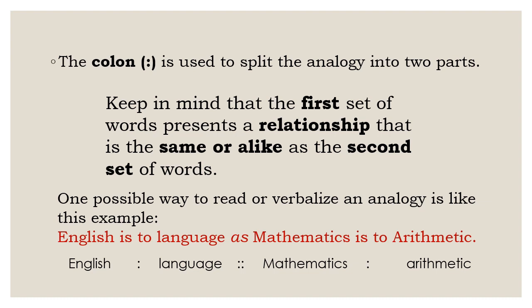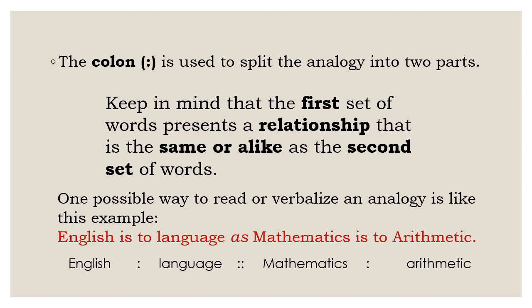The colon is used to split the analogy into two parts. Keep in mind that the first set of words presents a relationship that is the same or alike as the second set of words. One possible way to read or verbalize an analogy is like this example. English is to language as mathematics is to arithmetic.